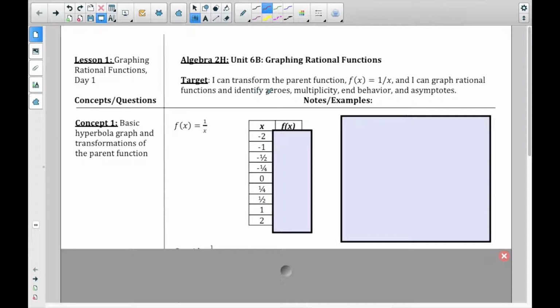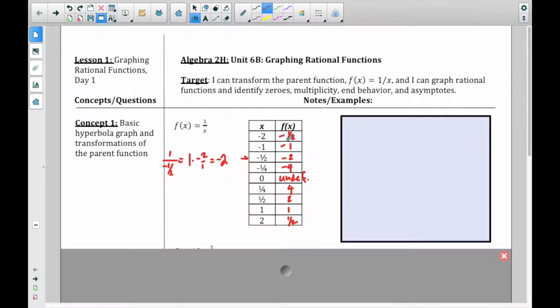The target up here really applies to the whole chapter, the whole unit. But today we're going to specifically focus in on 1 over x and its transformations, and then we'll start getting into some of these other things: zeros, multiplicity, asymptotes. First of all, we are looking at the basic parent function, and I want you to take a minute to pause the video here and fill in the table.